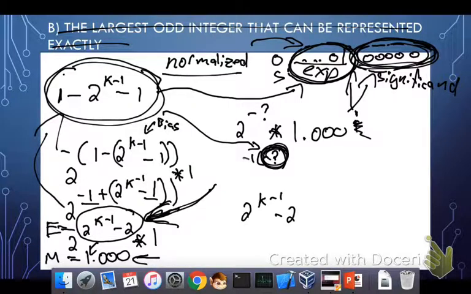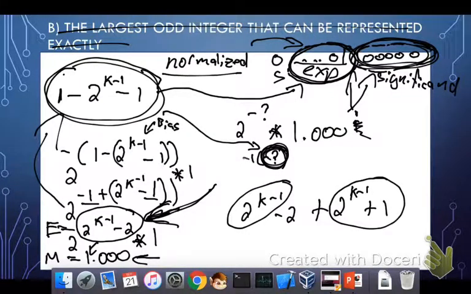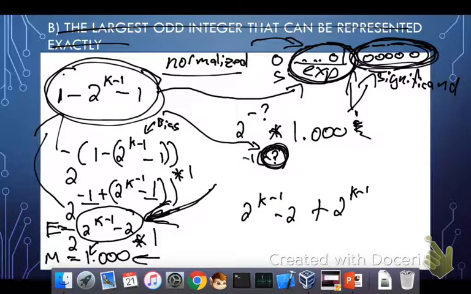So we need to now add the bias to it in order to know what the bits are going to look like that are sitting in the exponent bits in our number. So we will simply then add the bias, which is going to be 2 to the k minus 1 minus 1. Okay, so think about this for a minute. We've got this 2 to the k minus 1 and this 2 to the k minus 1 minus 1. What's that give us?